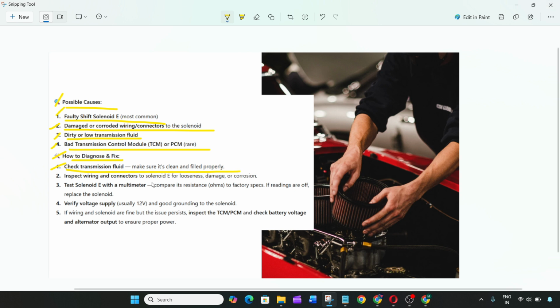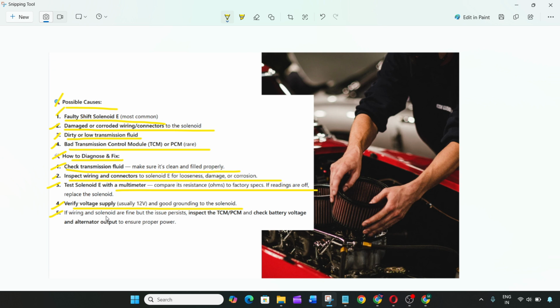1. Check transmission fluid. Make sure it's clean and filled properly. 2. Inspect wiring and connectors to solenoid E for looseness, damage, or corrosion. 3. Test solenoid E with a multimeter. Compare its resistance in ohms to factory specs. If readings are off, replace the solenoid.